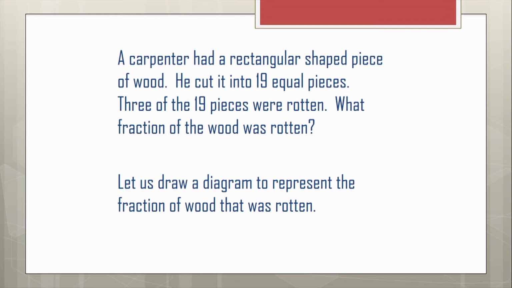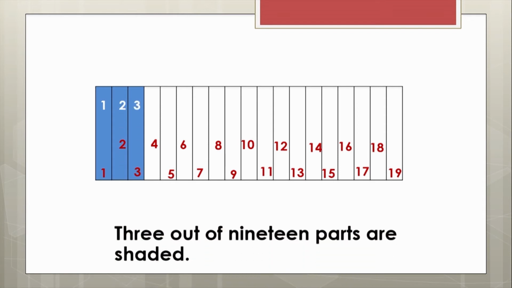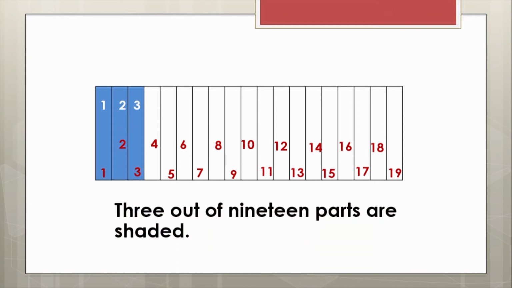So we already know that there are 19 equal pieces, so 19 will be our denominator. How many pieces were rotten? 3. So let's see if we can get that. 1, 2, 3, 4, 5, 6, 7, 8, 9, 10, 11, 12, 13, 14, 15, 16, 17, 18, and 19. How many pieces were rotten? That's correct, 3. Let's count to see. 1, 2, 3. So 3 out of 19 parts were rotten. And that is called 3/19ths. Okay?